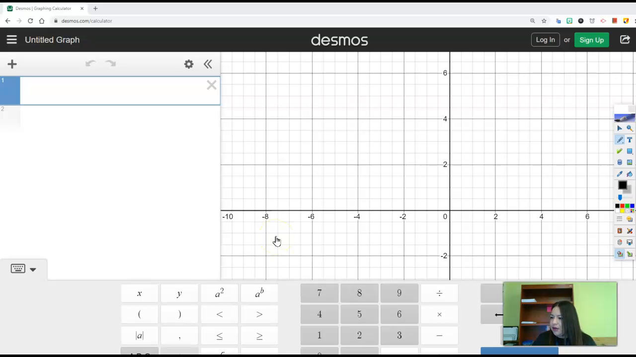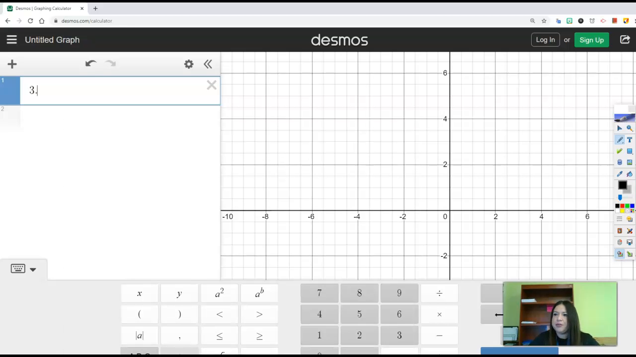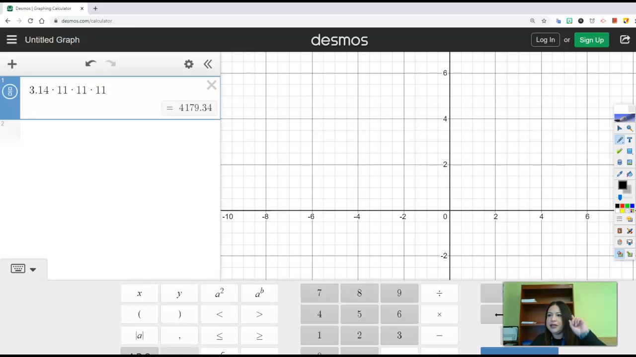So what do we have? We have 3.14 times, and then we had 11 times 11 times 11. So that's pi times radius times radius times radius. Now I need my fraction, which is still a multiplication. So I'm going to put times.